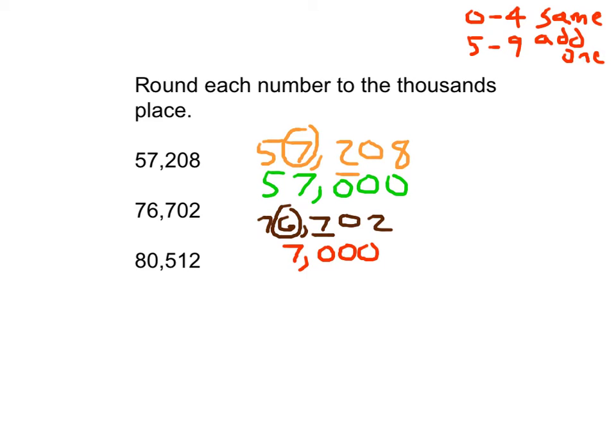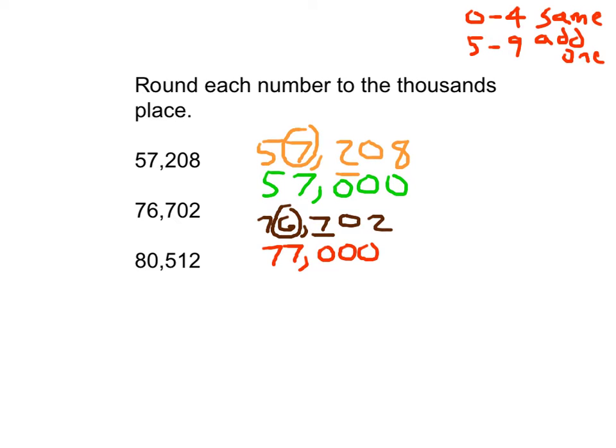And then a common mistake is to not keep all those other digits the same. Always look at it as well: is 76,702 close enough to 77,000? Yes, it is. Because then you might be able to catch yourself if you forgot one of those steps.